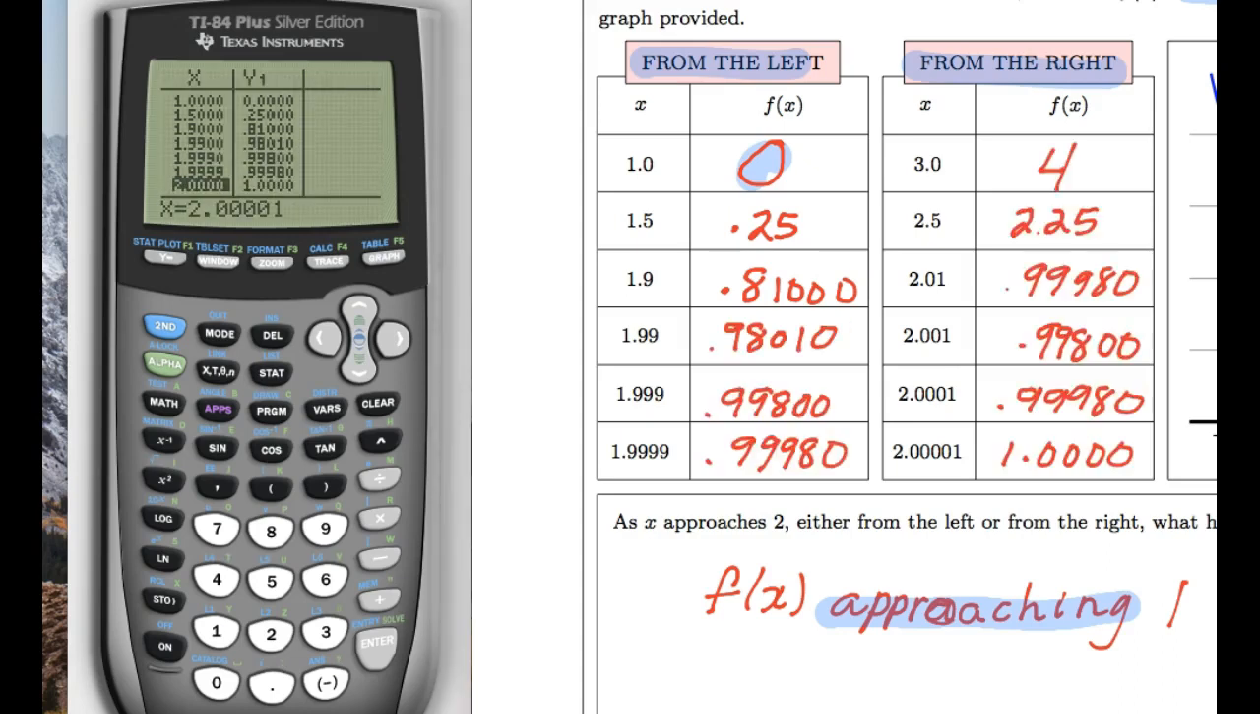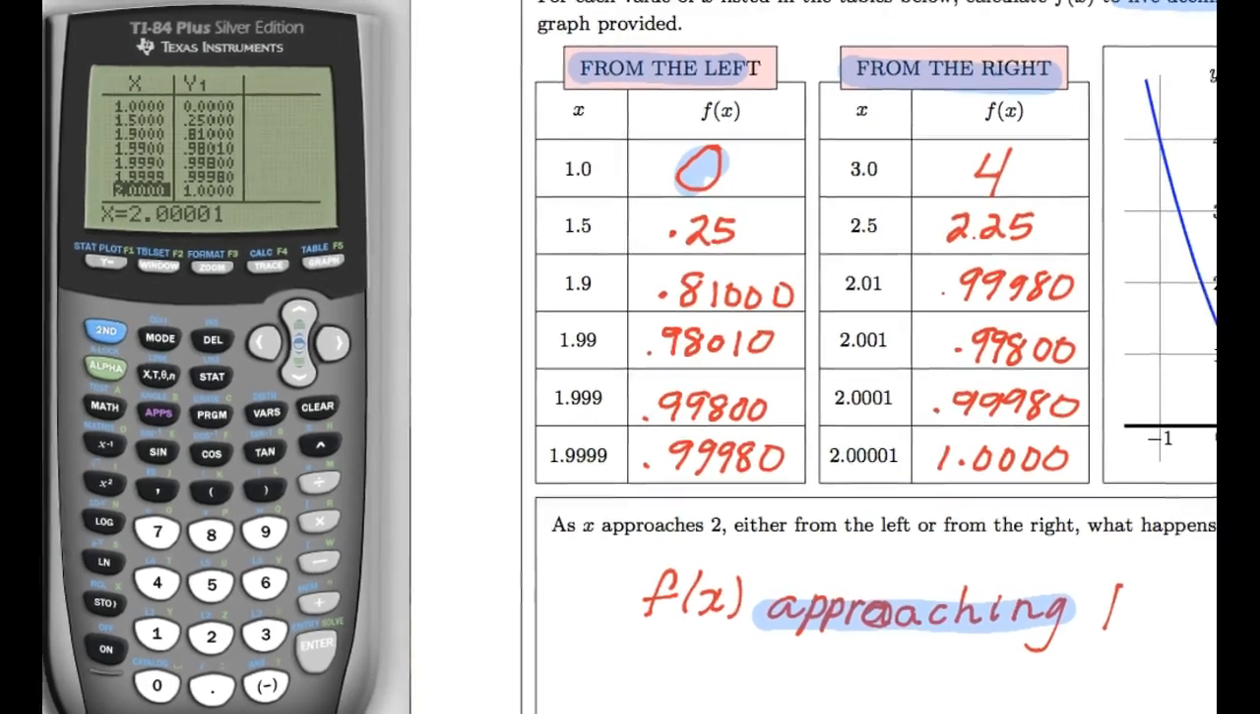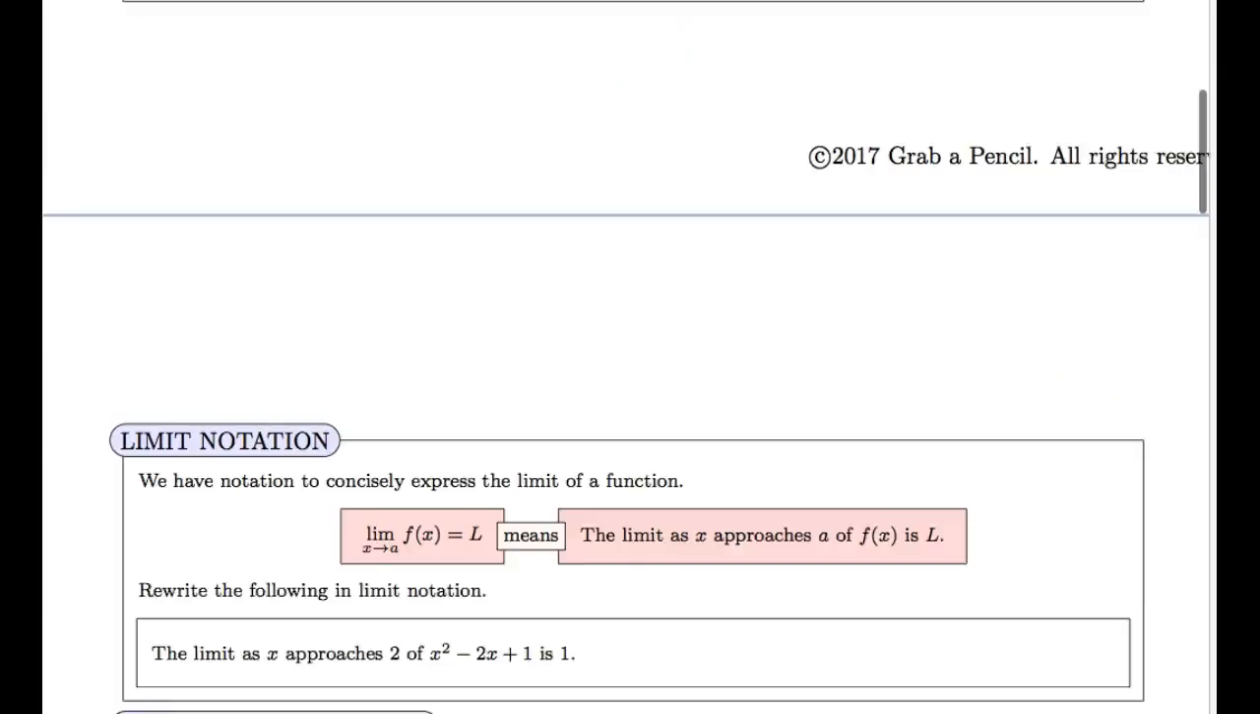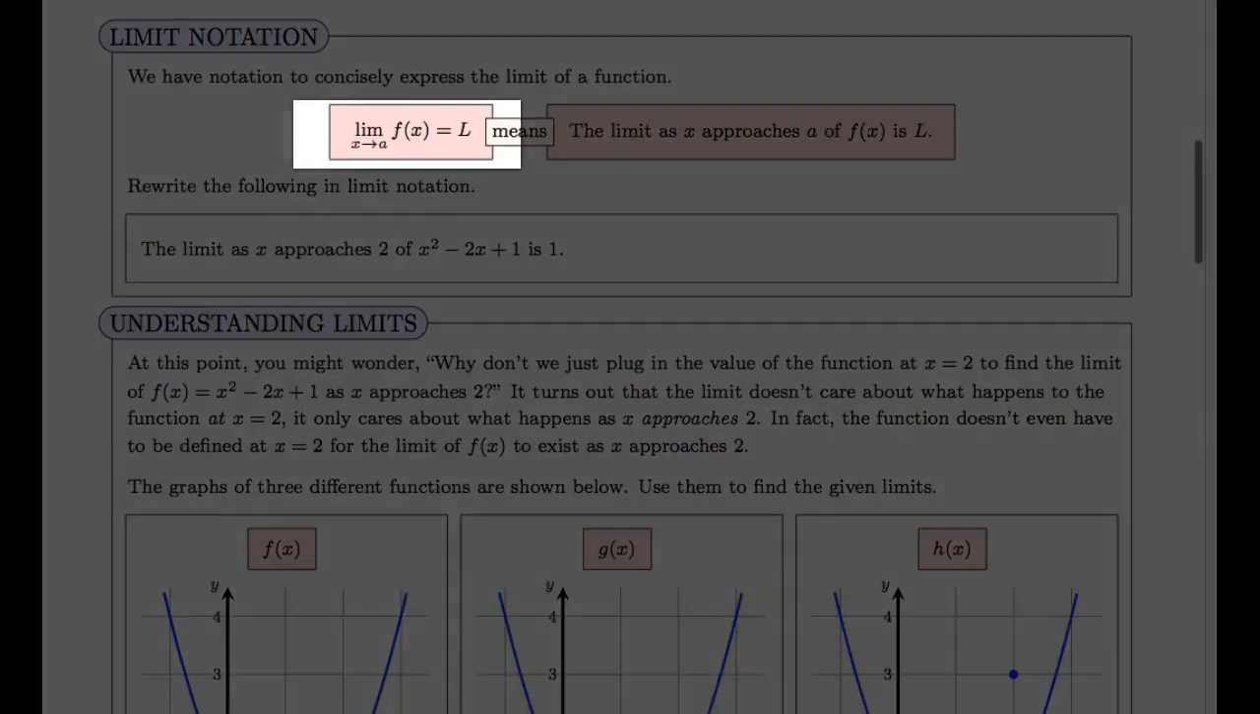Okay, so notice how we picked numbers that were getting really close to 2 from the left and really close to 2 from the right. And you can see that they're very close to 1. Okay. So as we continue on, here's that limit notation definition.